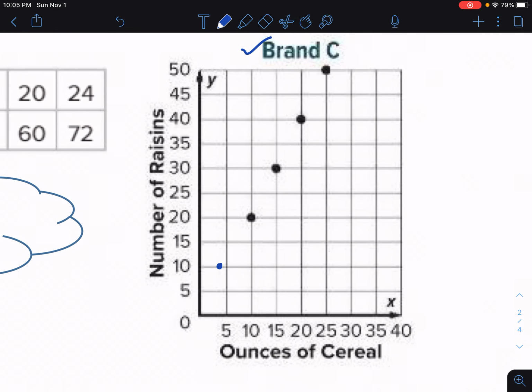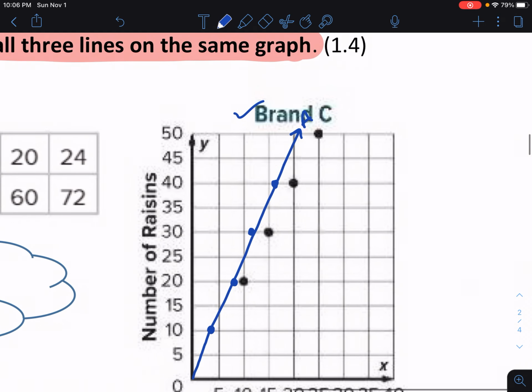So 4, 10, 8, 20, 12, 30, and 16, 40. Those are all going to be slightly above brand C's dots. So this is brand A. We're going to make that look a little bit better. I'm going to go beyond the graph here. So brand A is all the way up here.